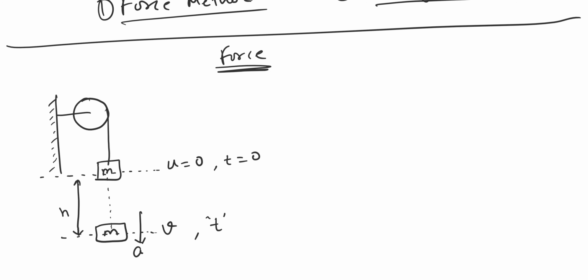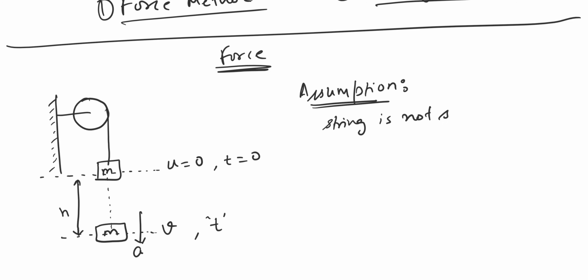Now, one assumption we are taking is that the string is not slipping on the pulley. Here the pulley is a uniform disc. So the string is not slipping.